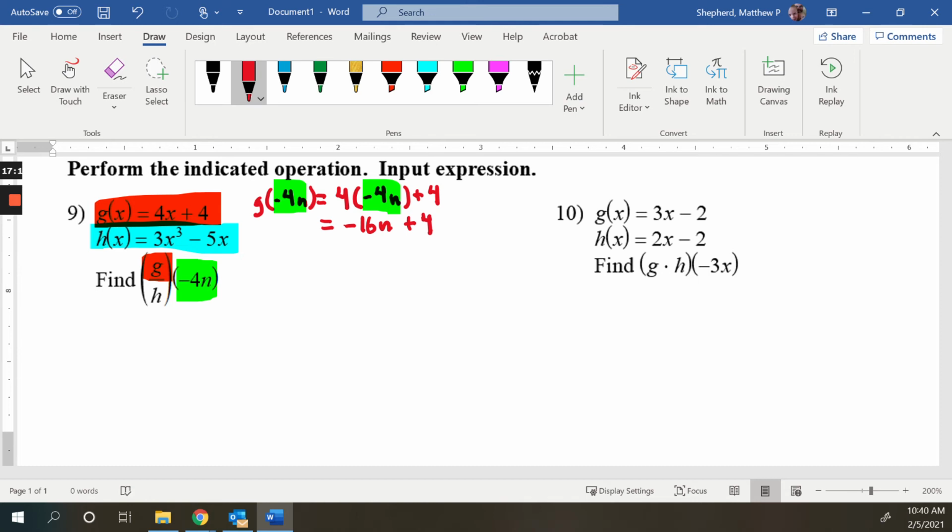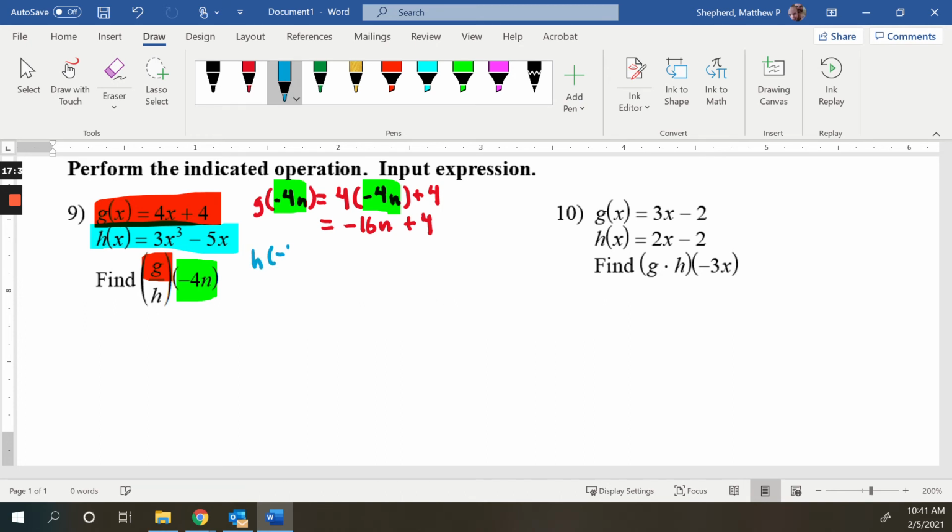And that's all you're doing. Replace your x with whatever they put into the second set of parentheses. Whatever they put into the second set of parentheses, that's your input. Okay, so our input here was negative 4n. Put the input in the place of x. And now let's do it for h.